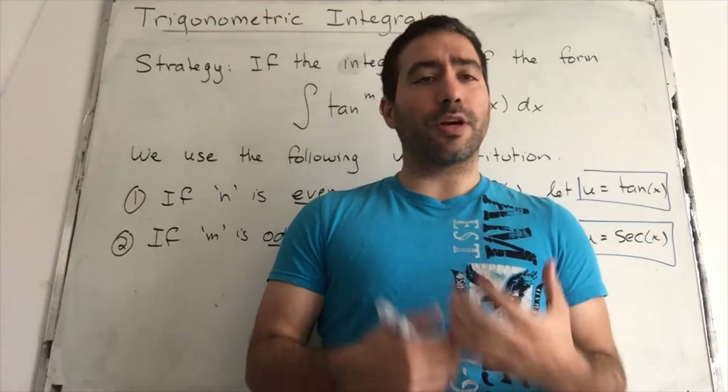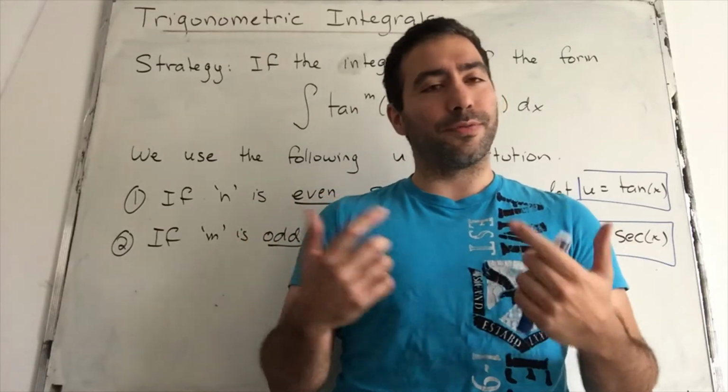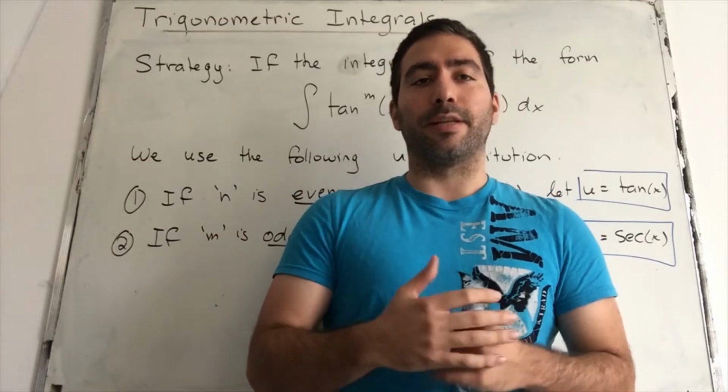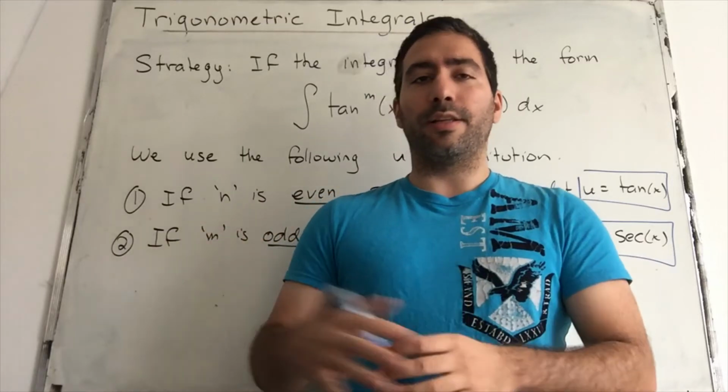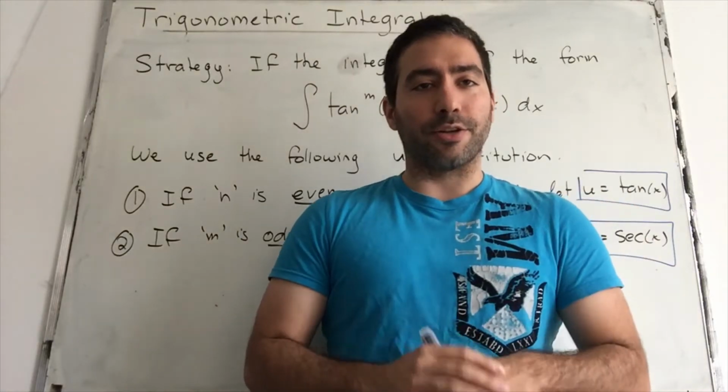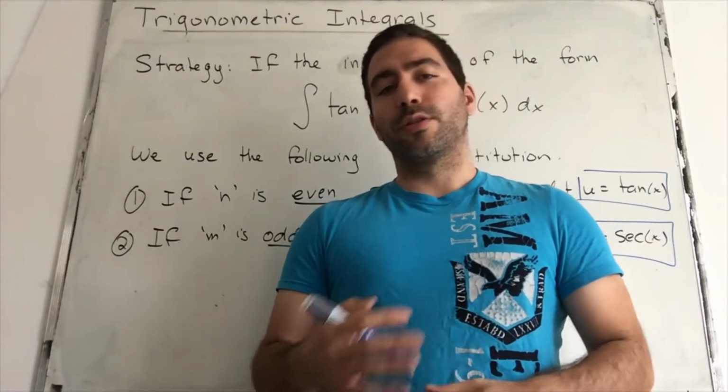In the first video we saw integrals of the form sine times cos with different exponents. In this video we're going to look at integrals of the form tan times secant, and also integrals of the form cotangent times cosecant. We're going to observe the strategy, which is very similar in both cases. So let's go ahead and do that.